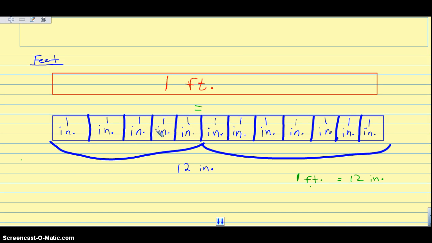Hello, welcome to part 2 of converting length. In our first video, we converted yards into feet. Now we're going to convert feet into inches.